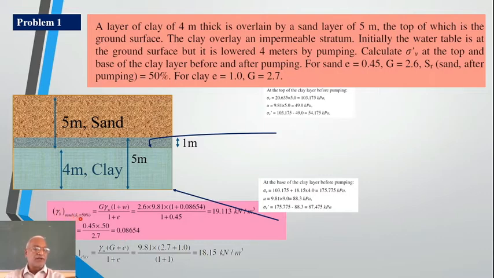So gamma of sand at Sr 50% is equal to G gamma w into 1 plus w divided by 1 plus e. This is w, right? Water content, but how is the water content calculated? Because S into e equal to w into G, we know this formula from which water content can be calculated, because it's given e is 0.45, degree of saturation is mentioned to be 50% or 0.5, G is 2.7, so 0.08654, that becomes the water content that I can use here.